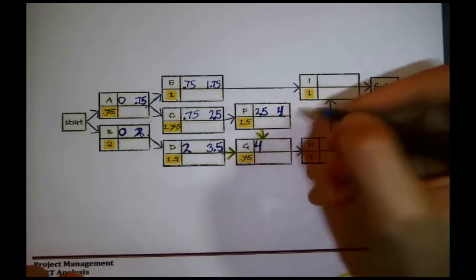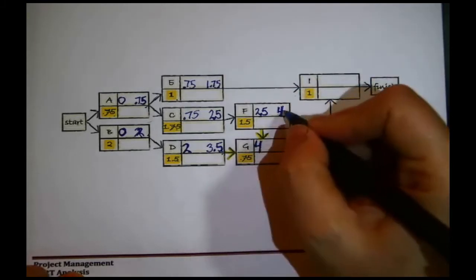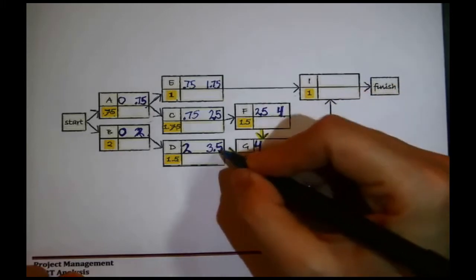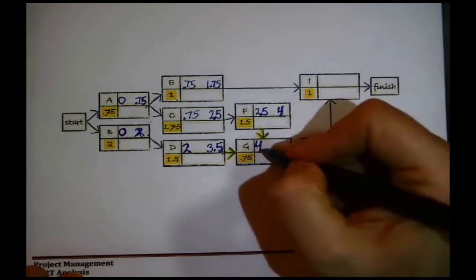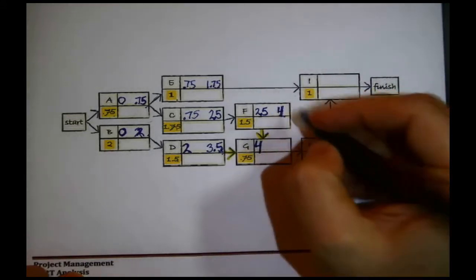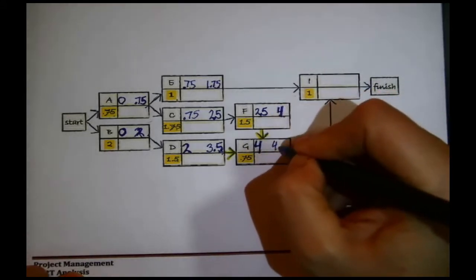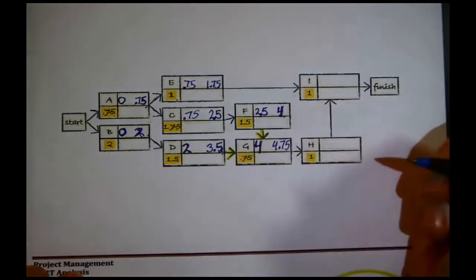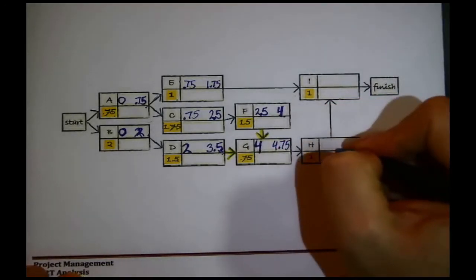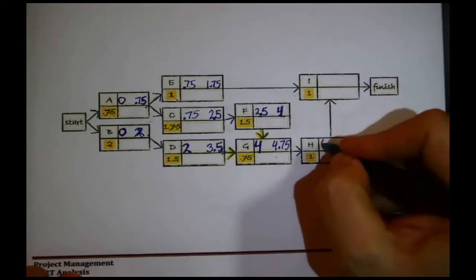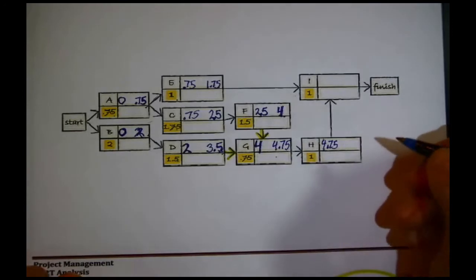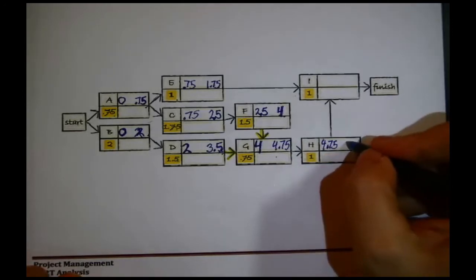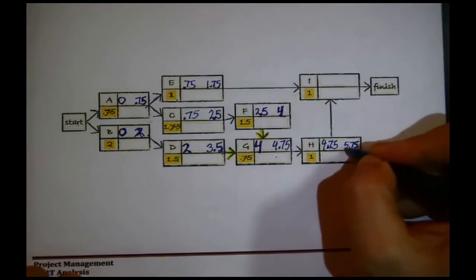Therefore, we take the larger, the early start time rule. The early start time of an activity is equal to the largest of the early finish times of activities that immediately precede it, that point at it. Anyway, it could start at the earliest in 4 days. 4 plus 0.75 is 4.75. That's when it could finish at the earliest. H is waiting on G to finish, so we'll just pass the number over. It could start at the earliest in 4.75. 4.75 plus 1 is 5.75. It might finish at the earliest in 5.75 days.